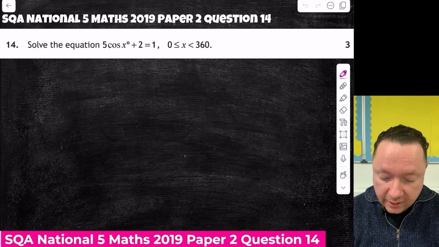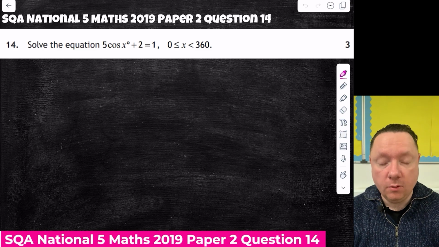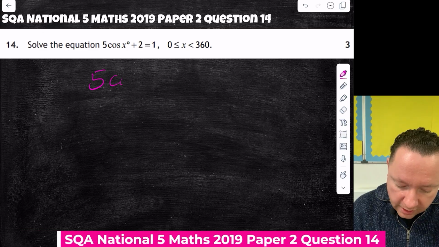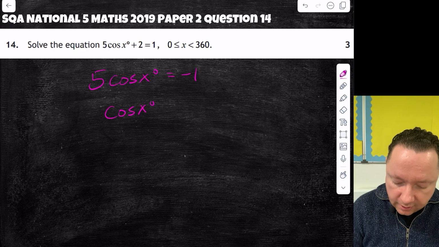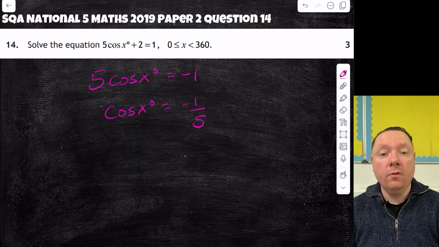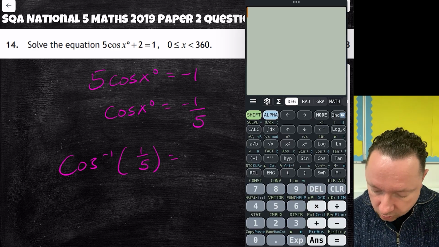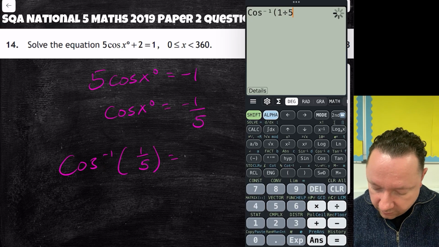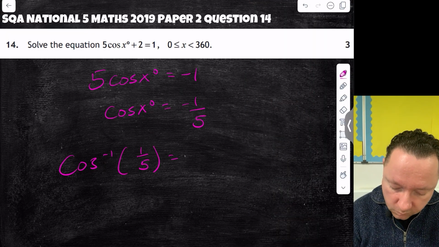SQA National 5 Maths 2019 Paper 2 Question 14. Solve the equation 5 cos x plus 2 equals 1. So 5 cos x, take away 2 from 1 is minus 1. So cos x is minus a fifth. So now we do the inverse cos in the calculator, but we don't do minus a fifth, we do a fifth and use a CAST diagram. So shift cos 1 over 5 is 78.46 degrees. So we'll take a note of that.